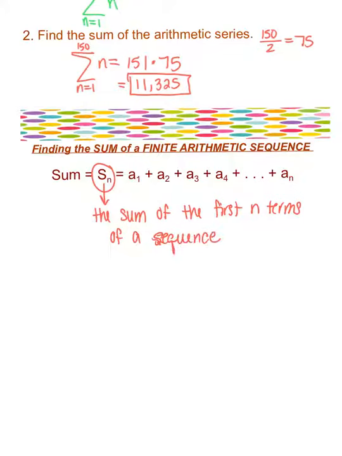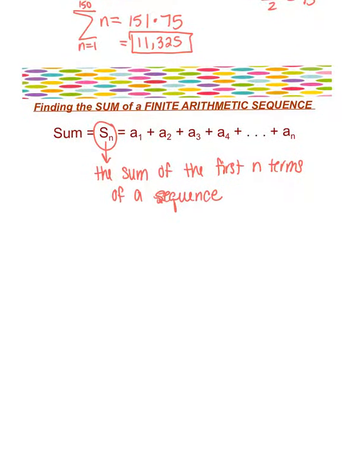So the sum of the first n terms of a sequence, which therefore makes it a series because I'm adding up those terms. And so what we found was we can add the first and the last term if it's arithmetic, and then multiply that by the total number of terms over 2. So let's go back to our original problem because we can solve this now.